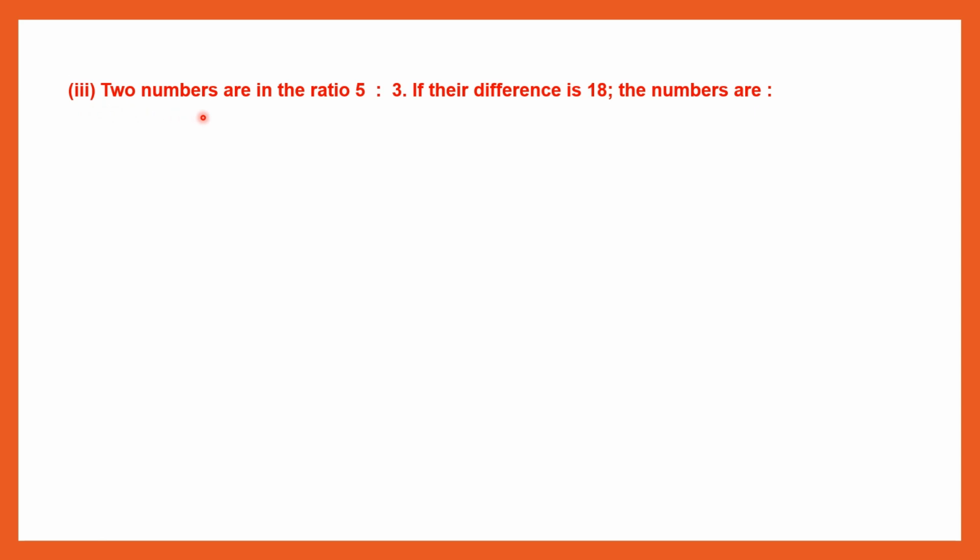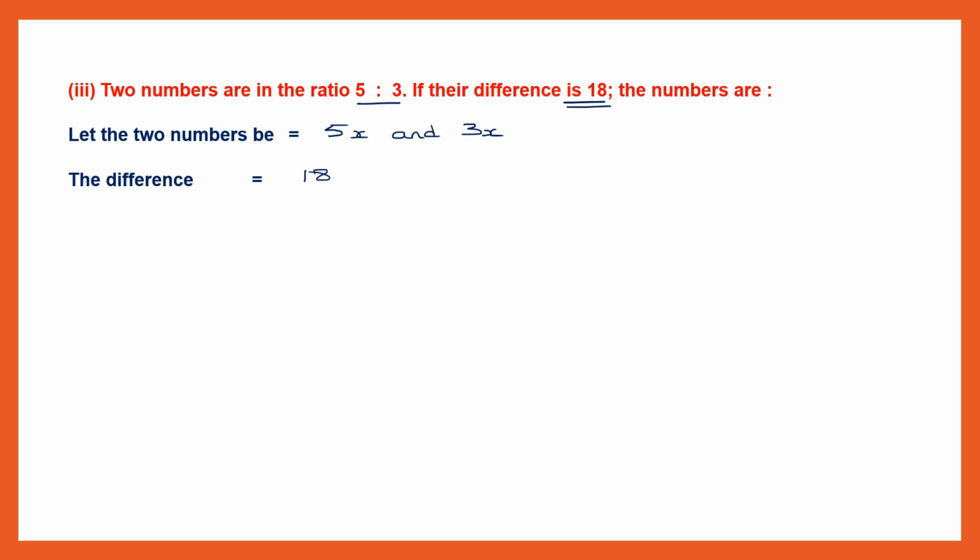Question 3. Two numbers are in the ratio 5:3. If their difference is 18, what are the numbers? That's the question. Since we don't know the numbers, let the two numbers be, since we have the ratio 5:3, we can take them as 5x and 3x. Then the difference between the numbers is also given to us, that is 18. That means if you subtract 5x minus 3x, you will get 18.